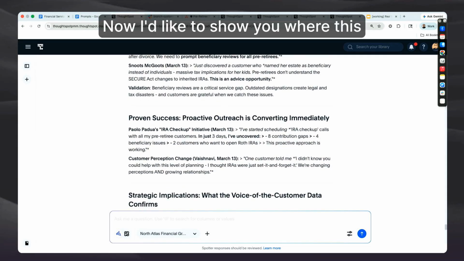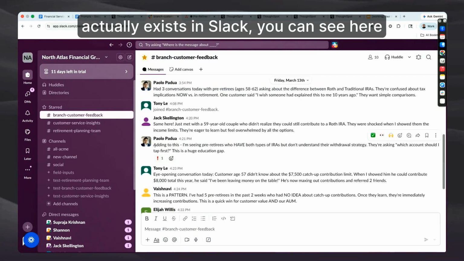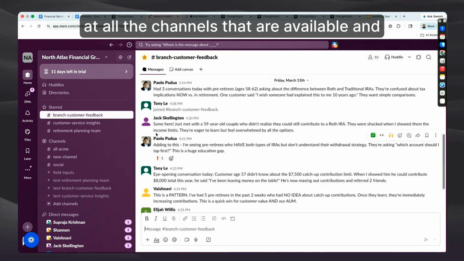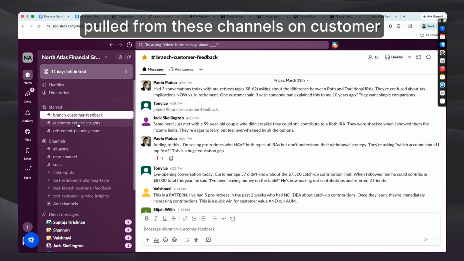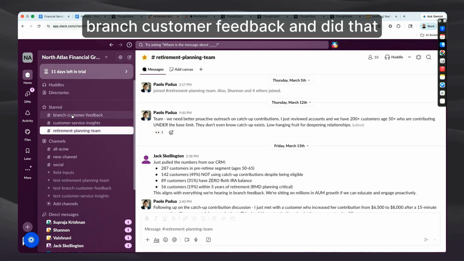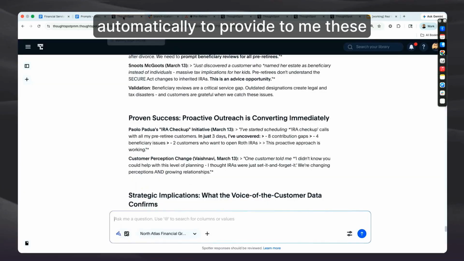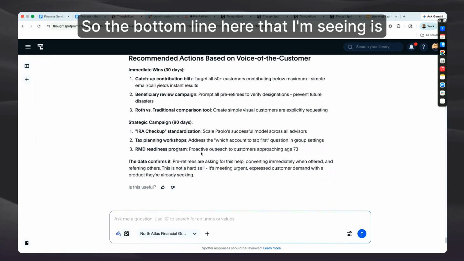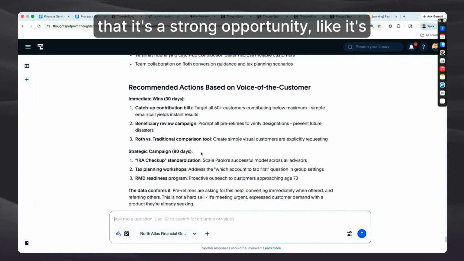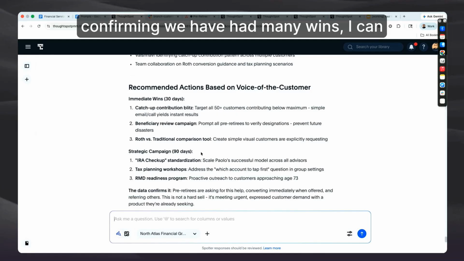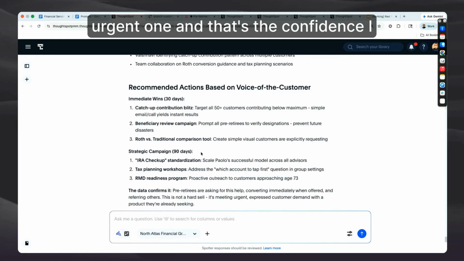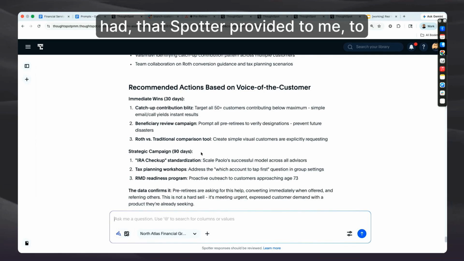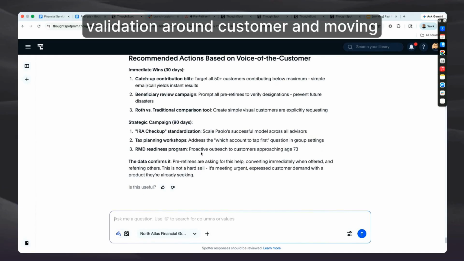Now I'd like to show you where this actually exists in Slack. You can see here that Spotter went into Slack and looked at all the channels that are available and pulled from these channels on customer service insights, retirement planning, branch customer feedback, and did that automatically to provide to me these insights. So the bottom line here that I'm seeing is that it's a strong opportunity, right? It's confirming we have had many wins. I can see assets under management. It's an urgent one. And that's the confidence I need to move from the strategy that Spotter provided to me to validation around customer and moving into action.